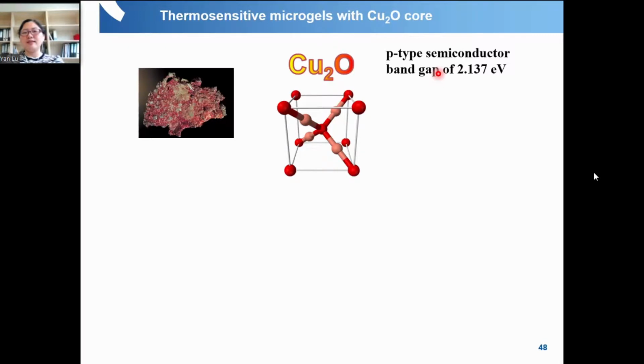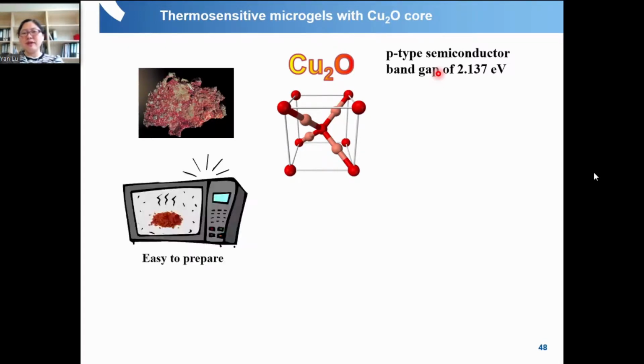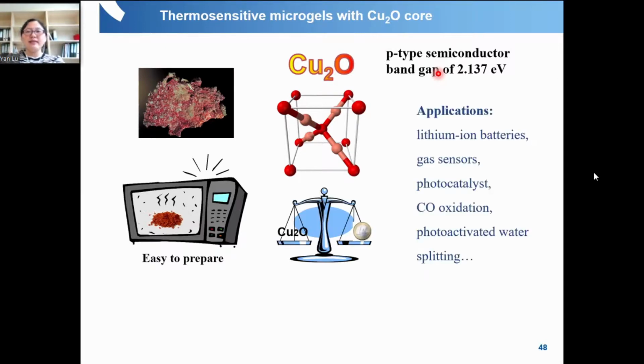Instead of this gold or metal nanoparticle, you can also use metal oxides. So I give you one example on the cuprous oxide nanoparticles. Cuprous oxide is a very nice system. It's a kind of p-type semiconductor, and it has been quite widely applied in different applications like lithium-ion batteries, gas sensors, or as a photocatalyst.